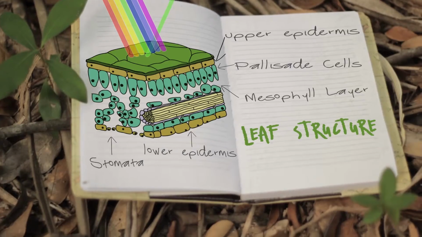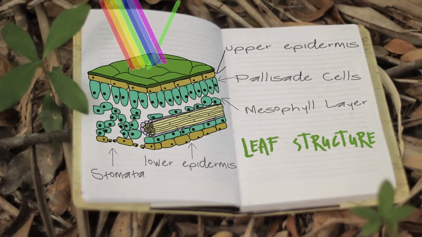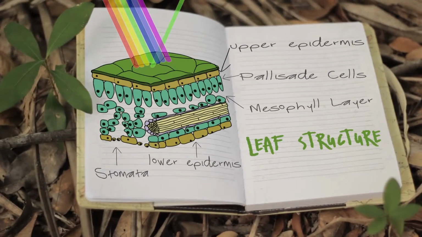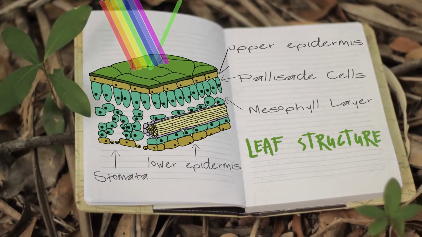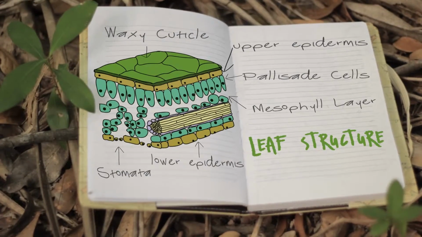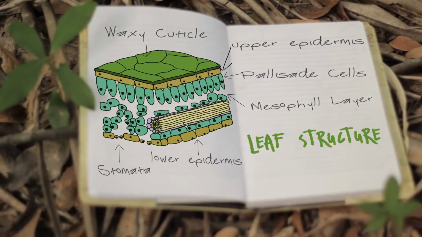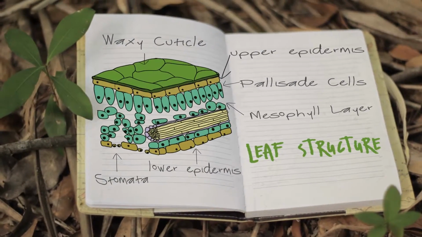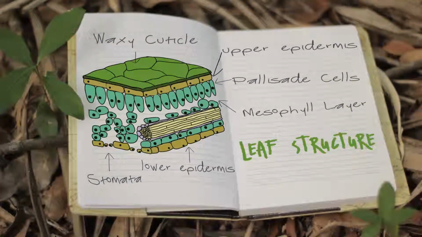The upper and lower epidermis act as a barrier to microbes and other unwanted organisms in order to help keep the leaves healthy. And finally, the waxy cuticle on the top of the leaf creates a waterproof layer which stops plants from losing water through evaporation.